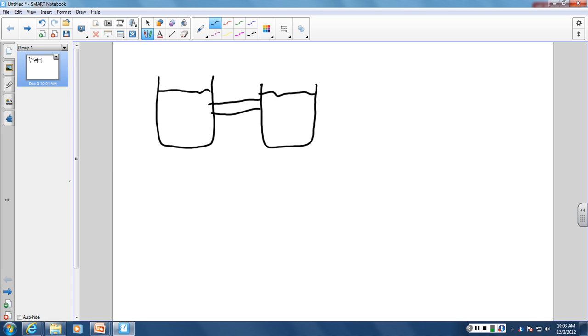So let's just say this is container A, this one's container B. And let's just say in container A we have 25% solution of some salt, 25% salt. And over here we have 35% salt. Now, let's just say they're connected, but there's a semi-permeable membrane between them that will allow some particles to move across and not others.